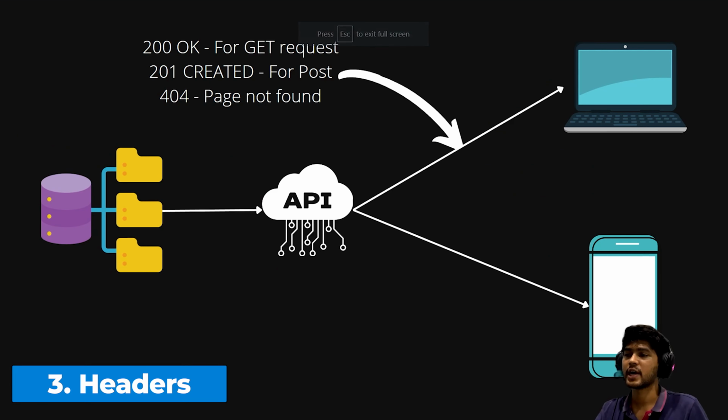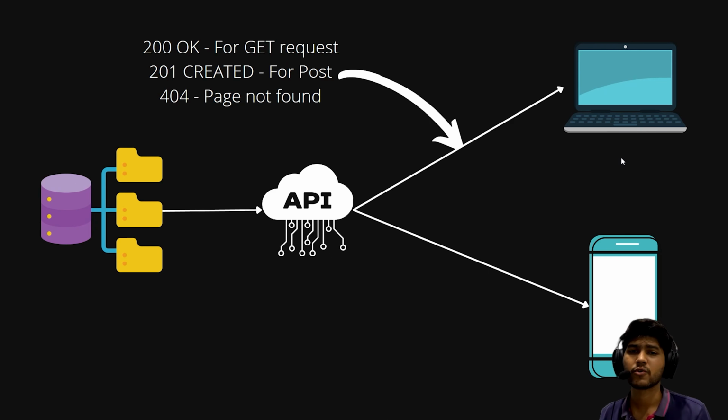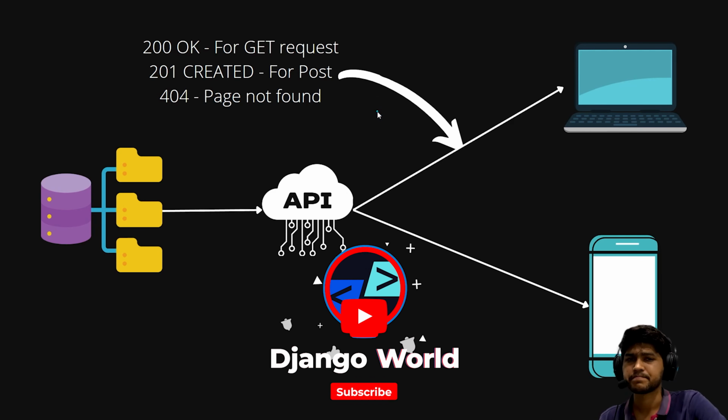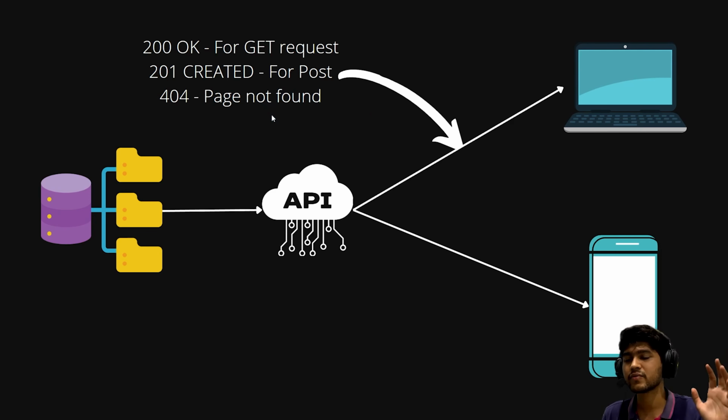Then next we have headers. When we retrieve information or a resource from the API, we also get some codes along with it. For example, if you got the data successfully, it will say 200, which is used for the GET method. When you create new data, it will give you 201 Created for a POST request. And when you hit an endpoint which does not exist in the system, it will give you 404 Page Not Found. Like this, there are plenty of HTTP or header codes. We will have a separate video on that, so don't worry about it. I will teach you these codes in detail in upcoming videos.